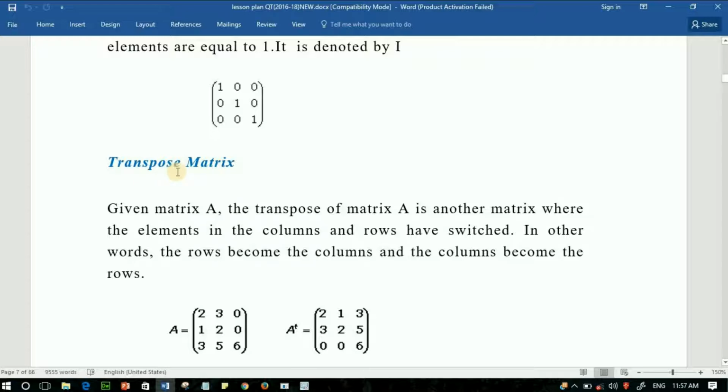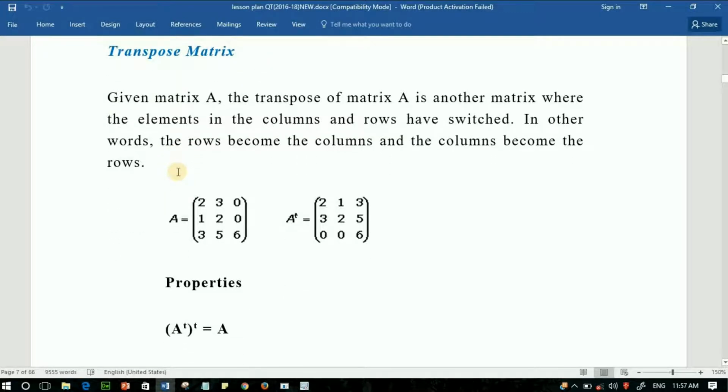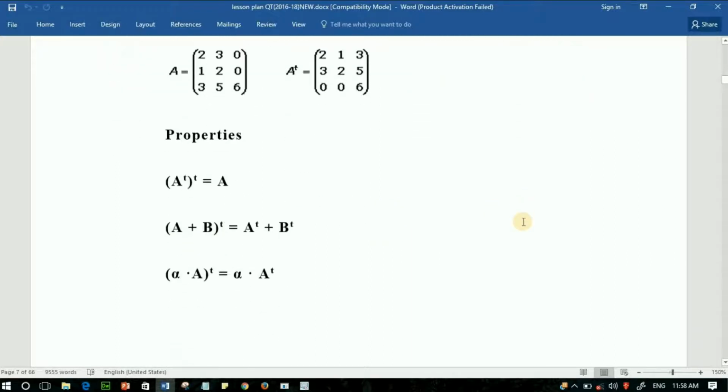Transposing is interchanging the rows and columns of a matrix. For example, a matrix A is equal to 2 3 0, second row 1 2 0, third row 3 5 6. So you can see that A transpose, denoted by A raised to T or A raised to ', has the first column becoming the first row, the second column becoming the second row, and the third column becoming the third row. So there are a number of properties of transposes.